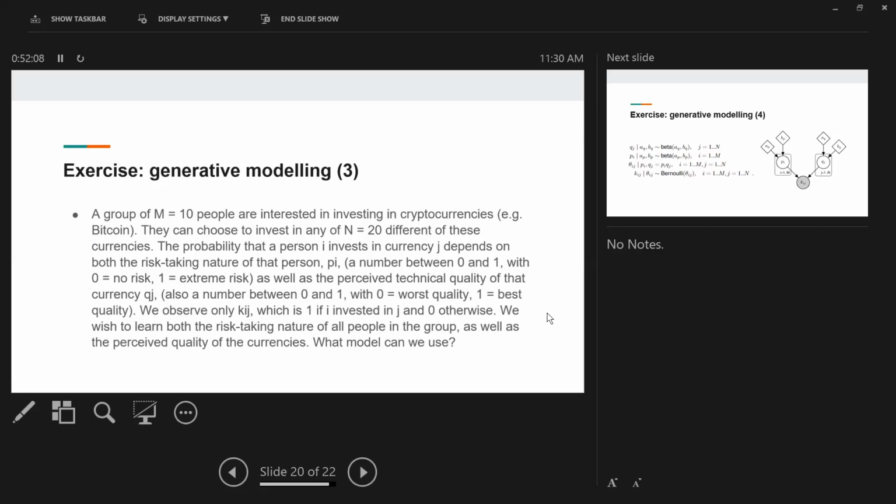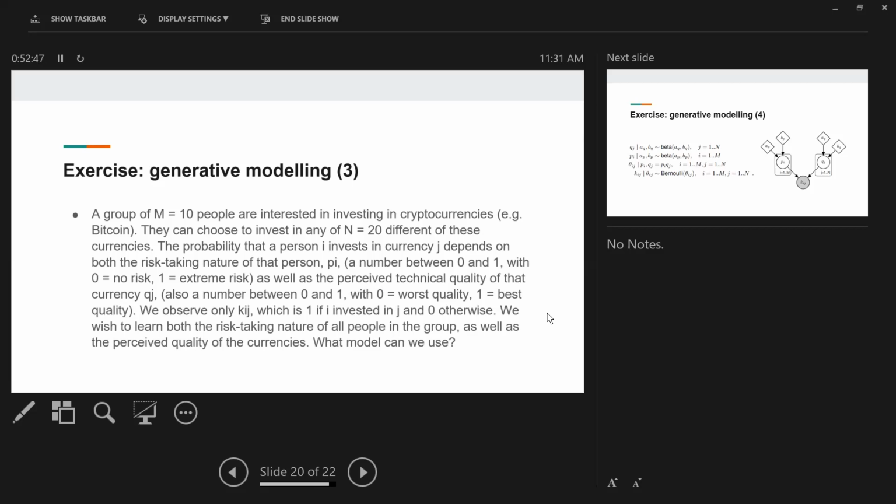So a group of M is 10 people are interested in investing in cryptocurrencies, for example Bitcoin. You can see it's an old exercise. They can choose to invest in any of 20 different currencies. The probability that person I invests in currency J depends on both the risk-taking nature of that person, a number between 0 and 1, with 0 is no risk and 1 is extreme risk, so it's not a Bernoulli, as well as the perceived technical quality of the currency QJ, also a number between 0 and 1, with 0 the worst quality and 1 the best quality.